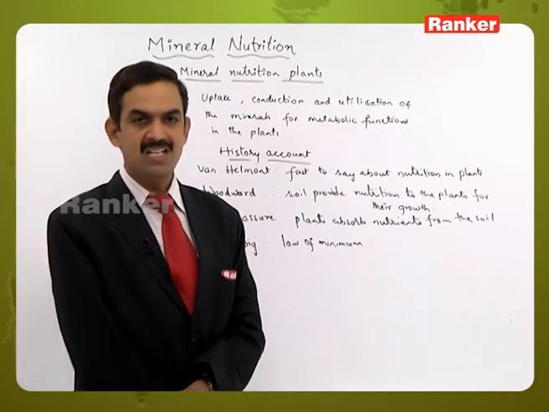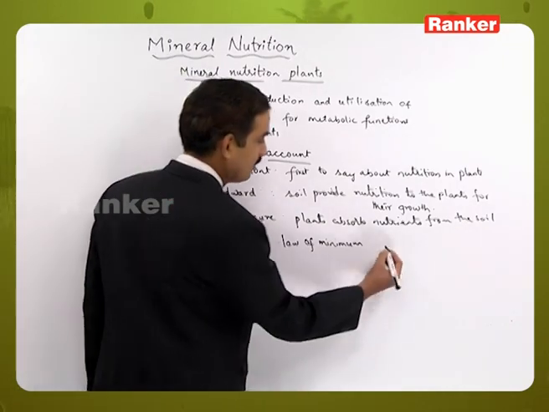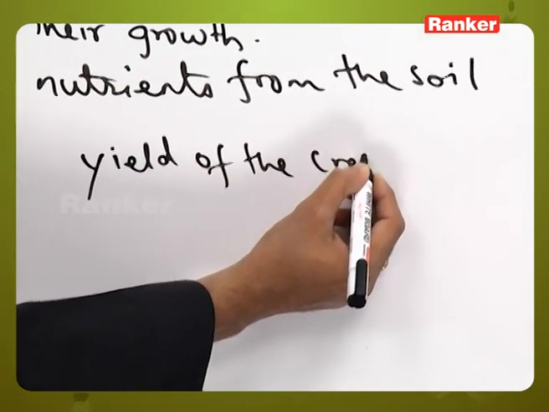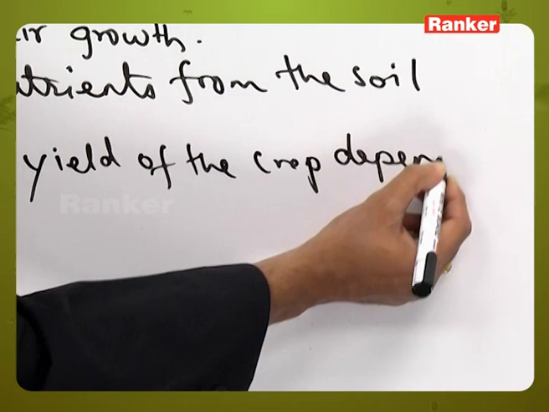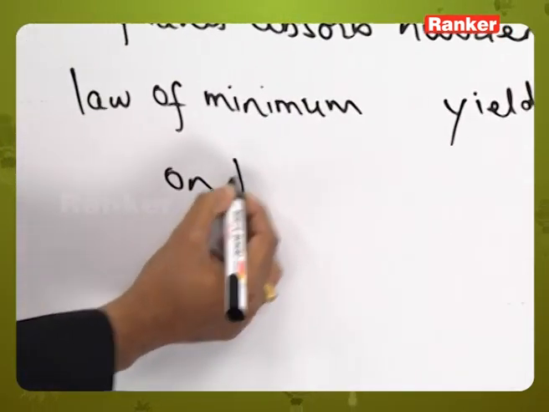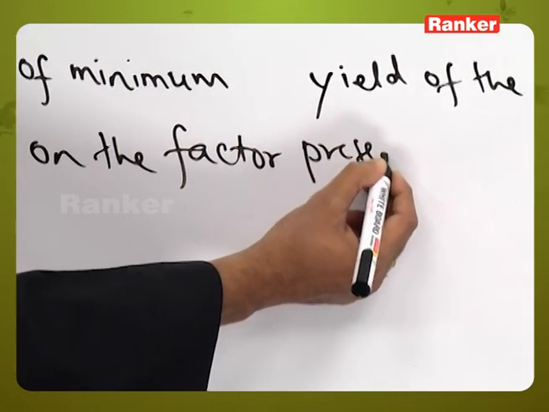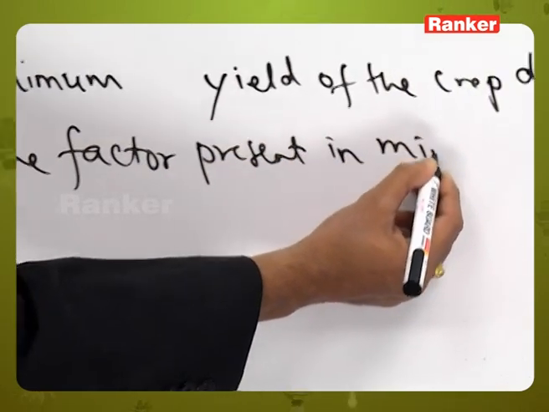That means the yield of the crop will depend upon the factor present in minimum quantity.